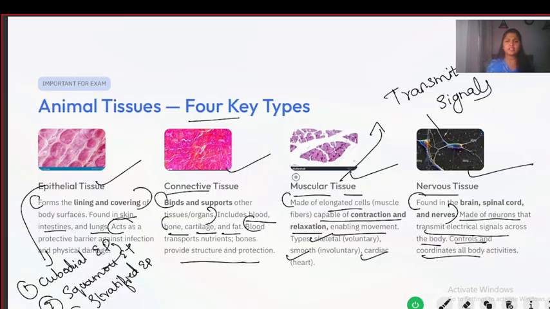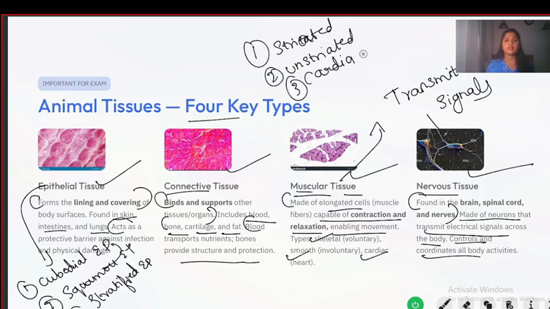Okay, I told I will be saying about the sections of this muscular tissue, right? So there are three types: striated, unstriated and cardiac. Okay, so this is the only one which is branched. Fine. So these are the three types of muscular tissues, and this was about your nervous tissue.